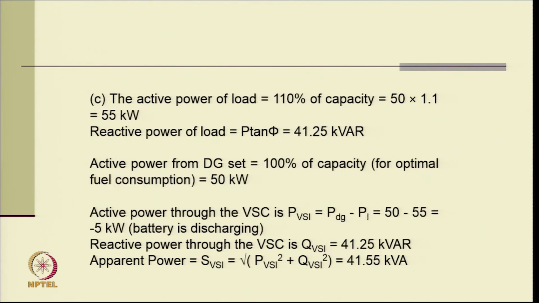Now, coming to the third situation, when the load is at 110%, it is 55 kilowatt, the reactive power is 41.25, and the active power of the DG capacity is 50 kilowatt. So the VSI has to give around 5 kilowatt from the battery, and the battery gets discharged, and the reactive power of the VSI is 41.25. So the total, from P square plus Q square, is 41.55 kVA.